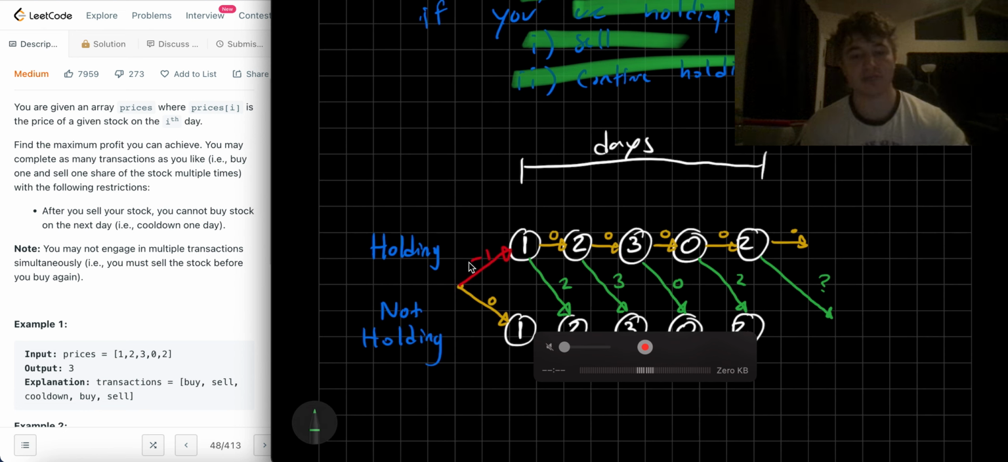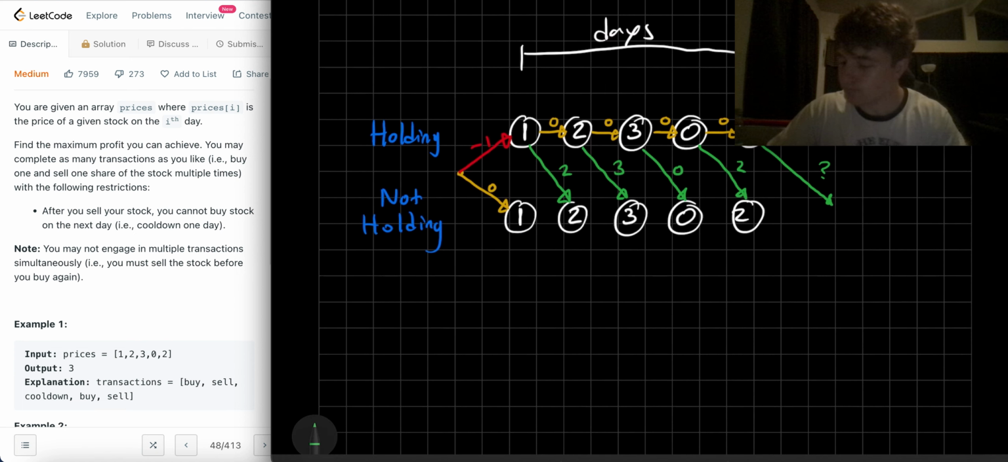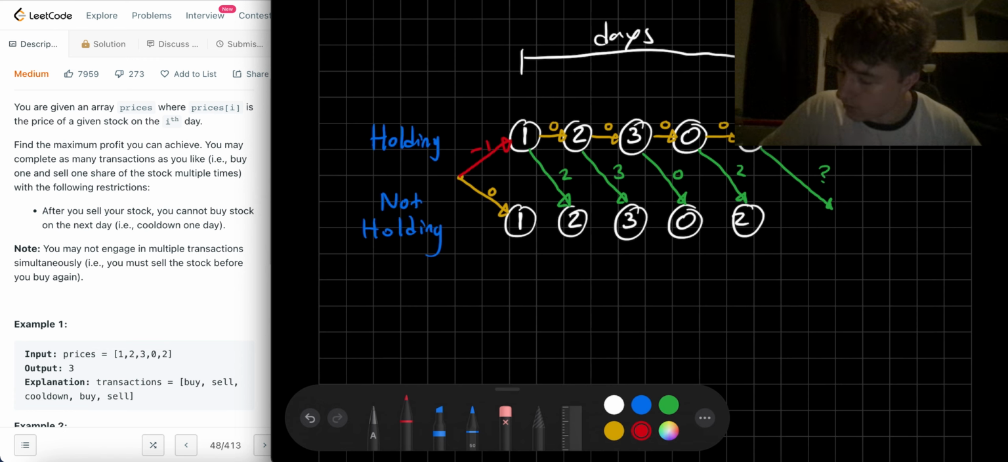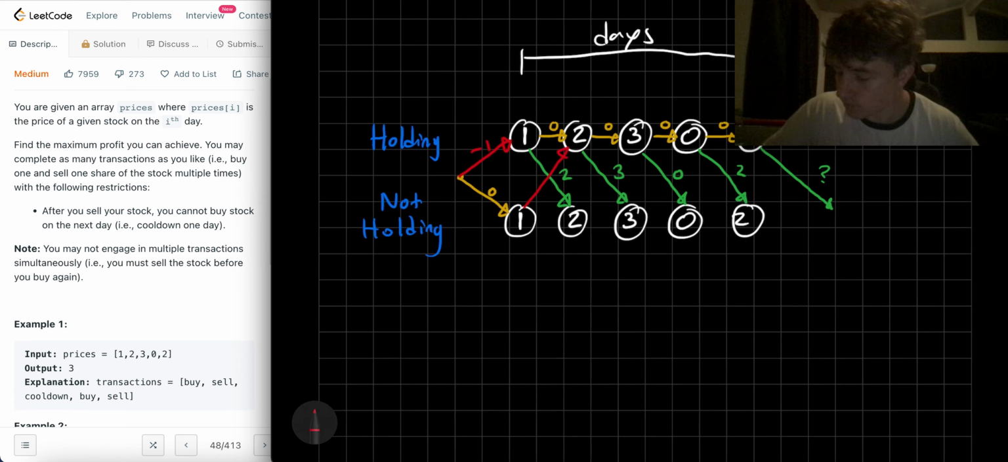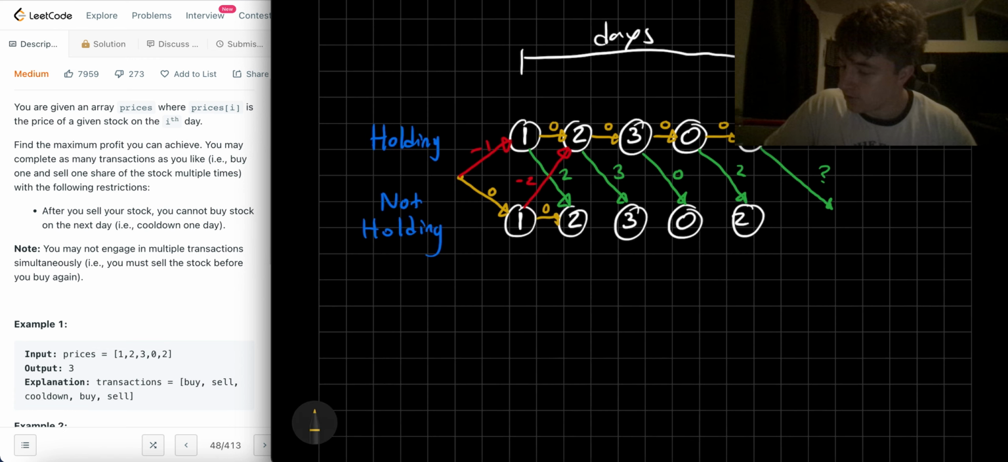Now let's think about in terms of not holding. What can I do if I'm not holding? Well, I can either decide to buy, right? I can decide that I'm going to buy the stock for $2, -2, because I'm going to lose $2 from buying the stock at this day, or I can continue to not hold. So I can not hold through the whole system again. So it's the same rigmarole.